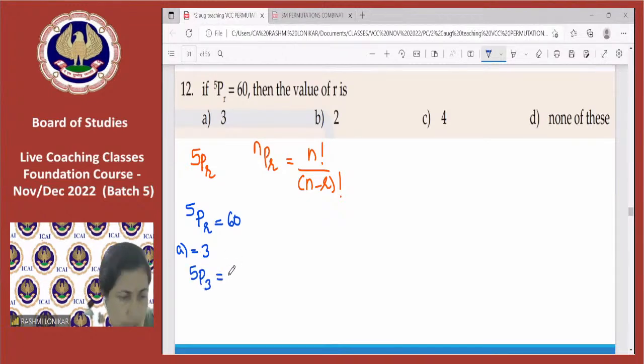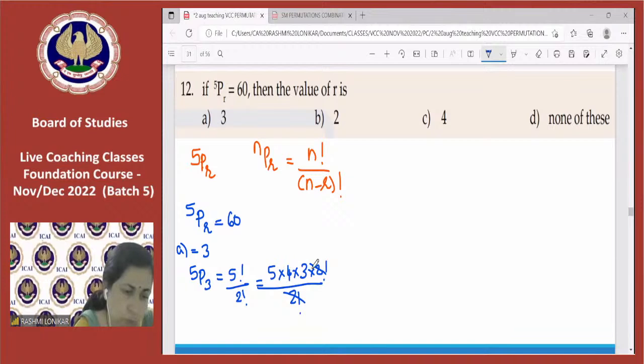So 5P3 is how much? 5 factorial upon 5 minus 3, which is 2 factorial, which is equal to 5 into 4 into 3 into 2 factorial upon 2 factorial. So this 2 factorial will get cancelled. 5 twos are 10, so 5 into 4 is 20, 20 threes are 60. Okay. So what is the answer? A is the answer.